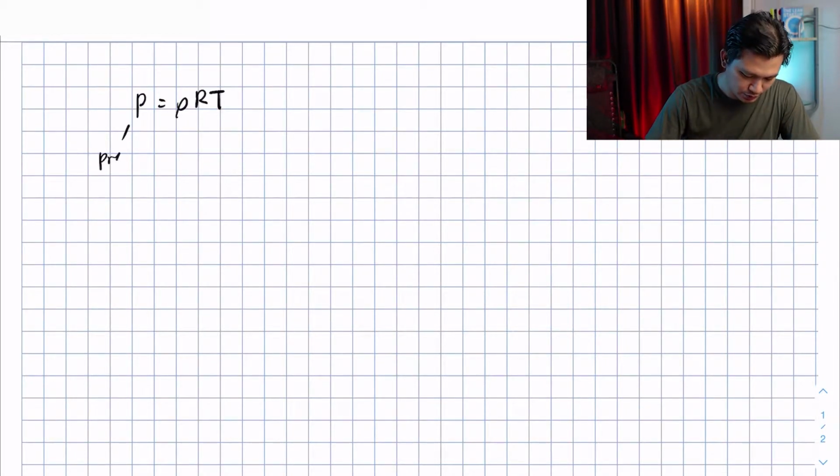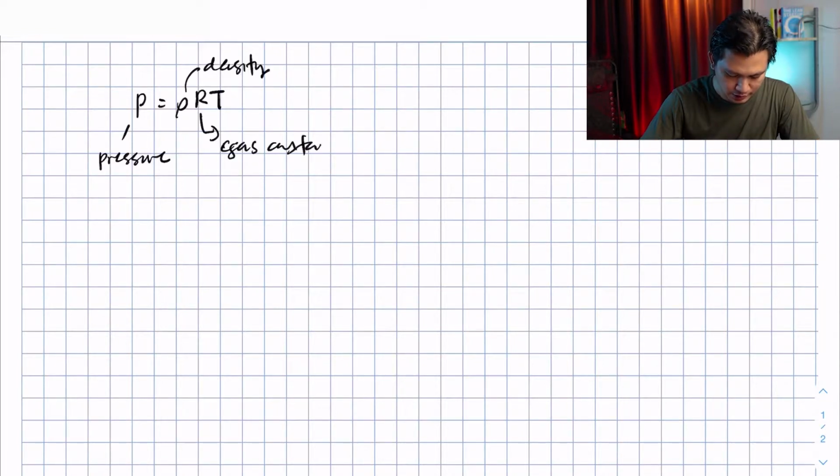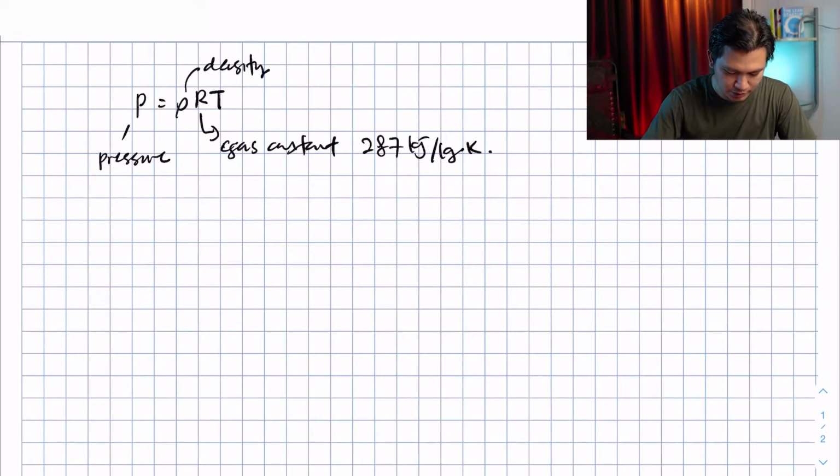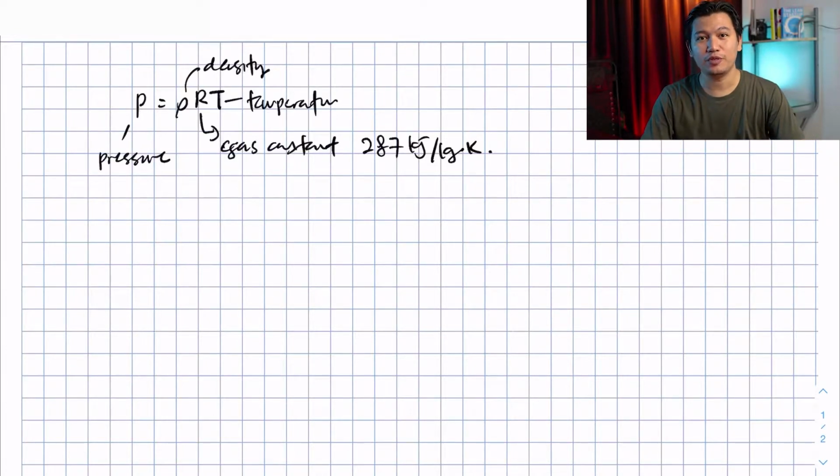So P here is pressure, rho is density, R is the gas constant, that is 287 kilojoule per kilogram Kelvin, and T is temperature. When we use this equation, you need to make sure that the temperature is in Kelvin.